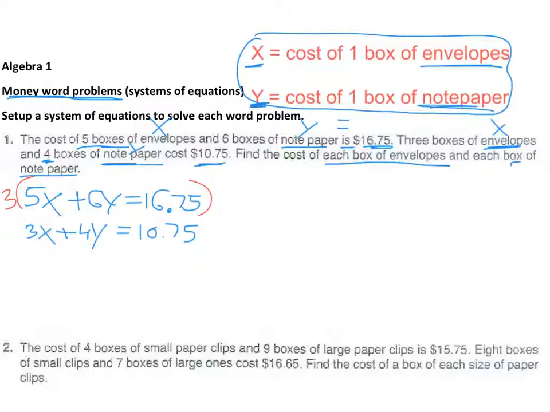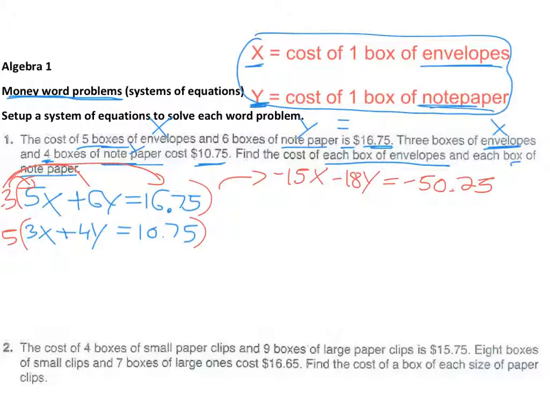Actually, you know what? Let's make it -3. And I'm going to multiply the second equation by 5. So when I do this, the -3 times 5x, I'm going to rewrite this equation up here, is what? -15x. -3 times 6y is -18y. And then this is where you need your calculator. -3 times 16.75, that's about -50.25.